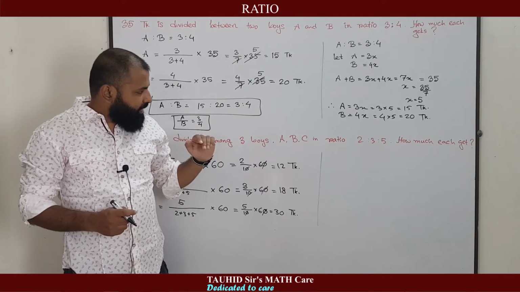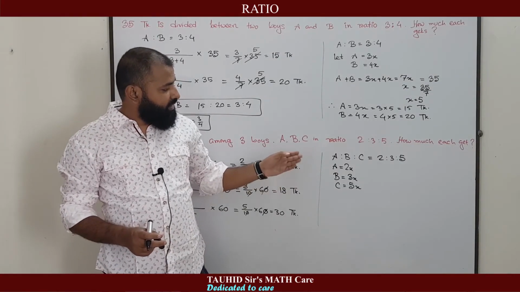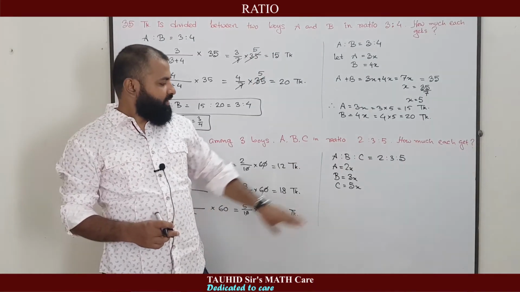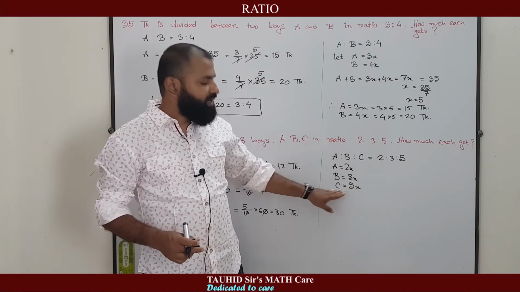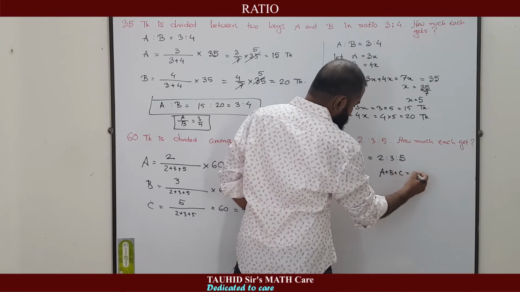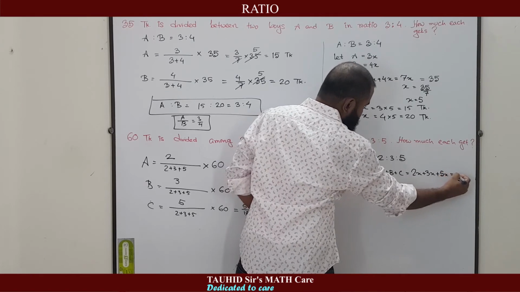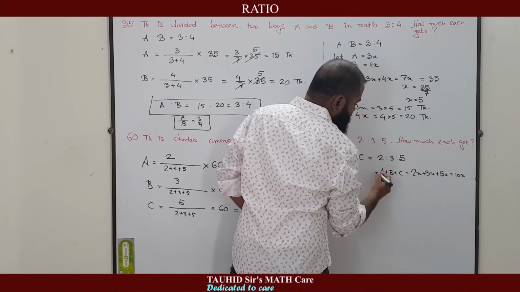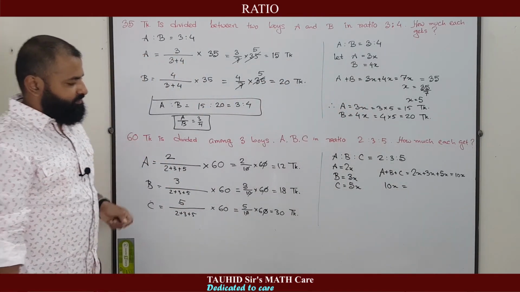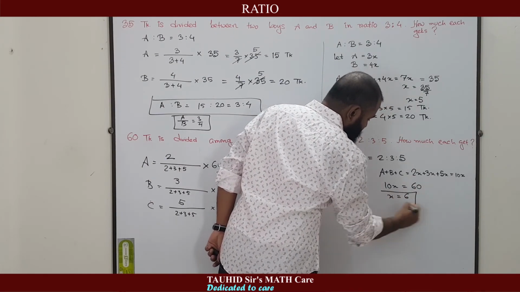Now we will apply this process to the second math. Here you are given that the ratio of A, B and C is 2:3:5. Hence we will assume that A equals 2x, B equals 3x, C equals 5x. So the total amount of A plus B plus C will be 2x plus 3x plus 5x, that means 10x, and this total amount 10x equals what? 60. That means x equals 6.